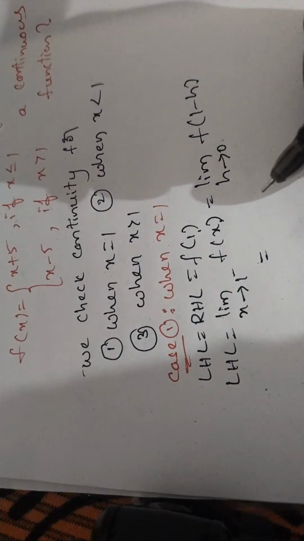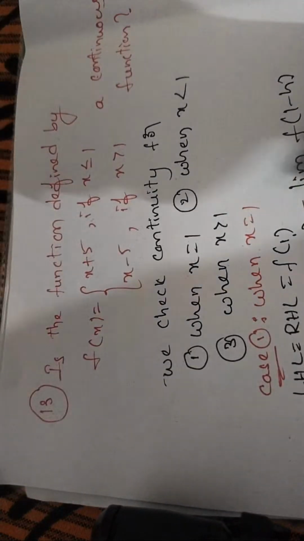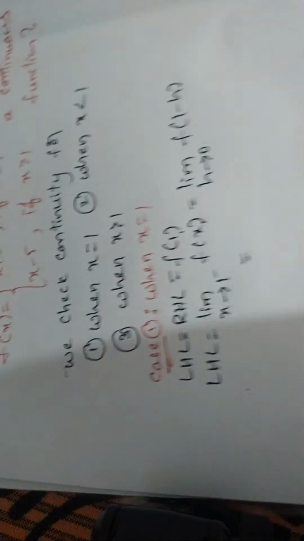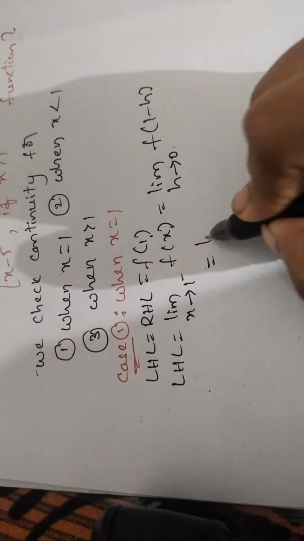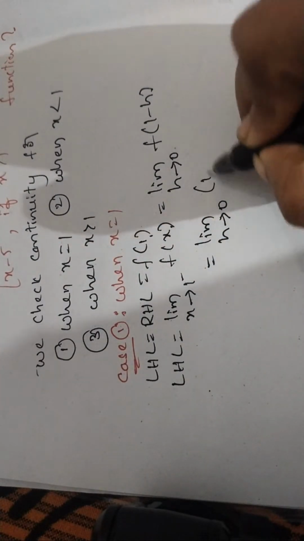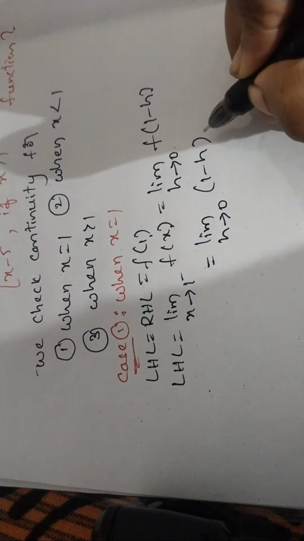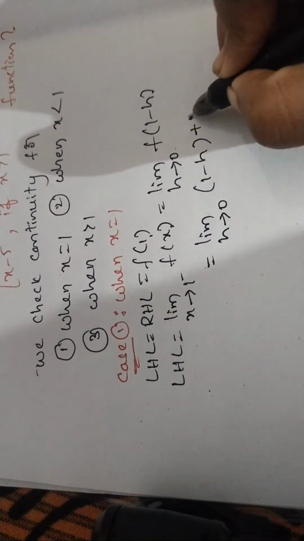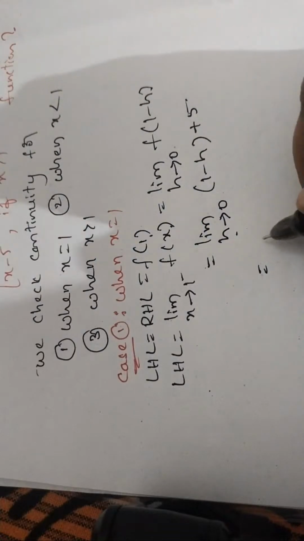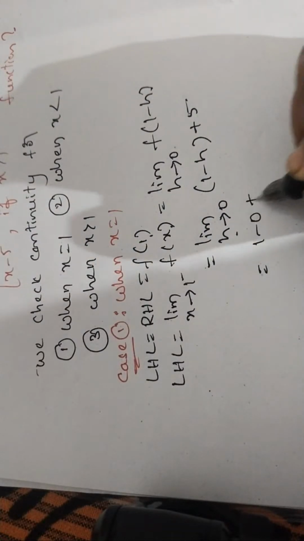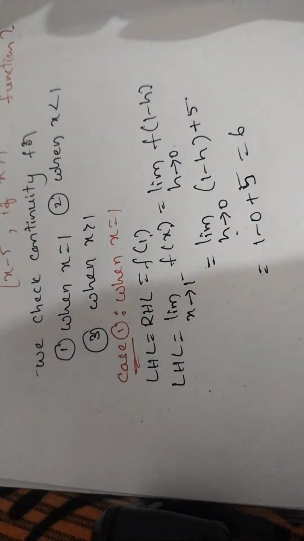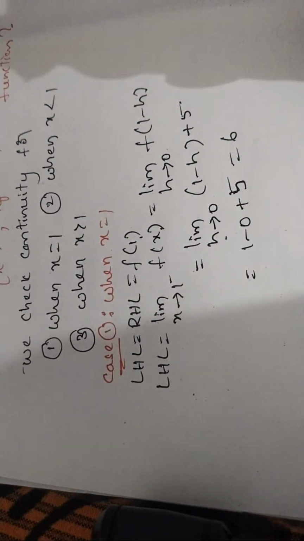Now 1 minus h is less than 1, and for less than 1 the function is x plus 5. Write this function, x plus 5. Here what is x? 1 minus h. So 1 minus h plus 5. Now write the h value here, 0. 1 minus 0 plus 5. That is 6.